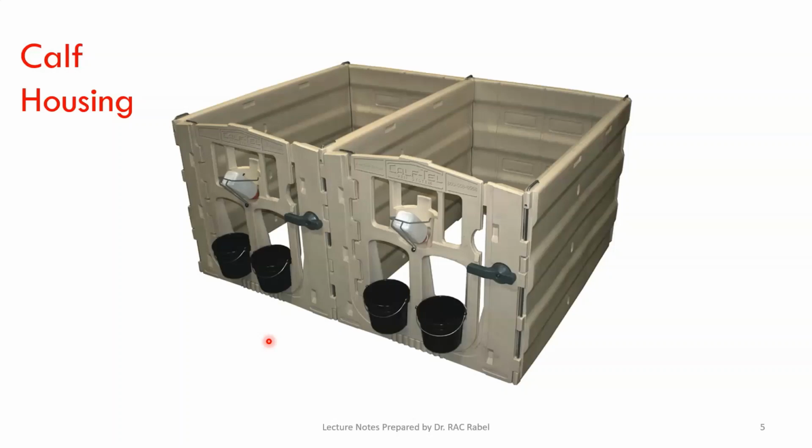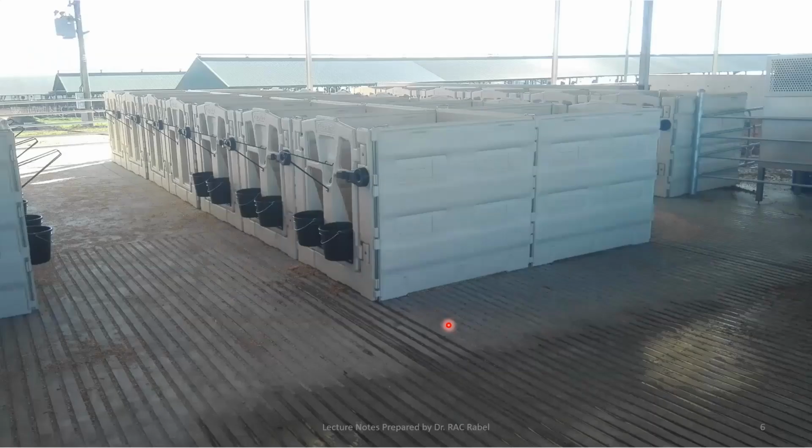So this is a very, very modern calf pen. As you can see, they are individual pens. They have plastic walls, they've been built with plastic. Two buckets, door handle, bottle for milk. So two buckets for concentrate and water. So those were individual pens.